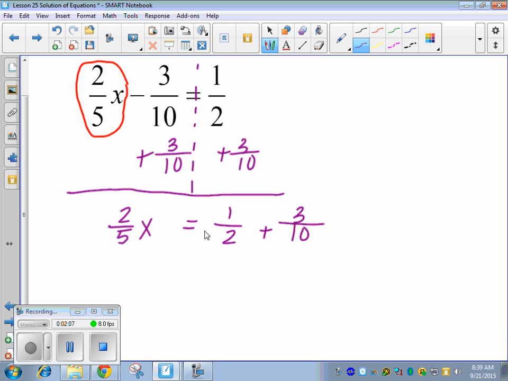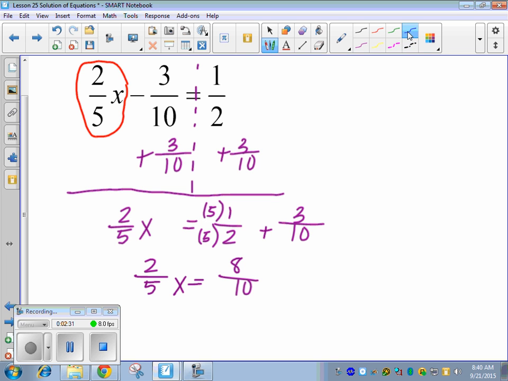Now, if we wanted to change 1/2 into tenths, what would I have to multiply this by, Isaac? 5/5. Be careful when you guys do this that you show both of those things. So now I'm going to get 2/5 x equals, this is going to be 5/10 plus 3/10, so I'll get 8/10.